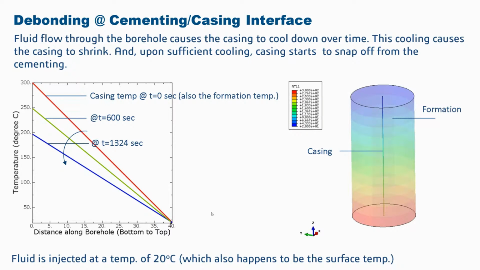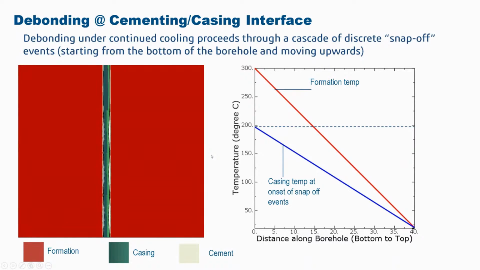So what I've shown here is the temperature of the casing as a function of time, and as you can see here, over a period of time the casing cools down, and as a result of this cooling the casing shrinks, and over a period of time the casing can start to debond from the cement sheath. So using this kind of simulation we can predict the onset of cement casing interface failures. We can also identify the temperatures at which such failures are likely to happen.